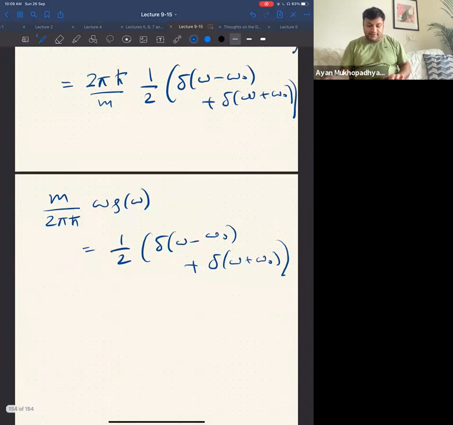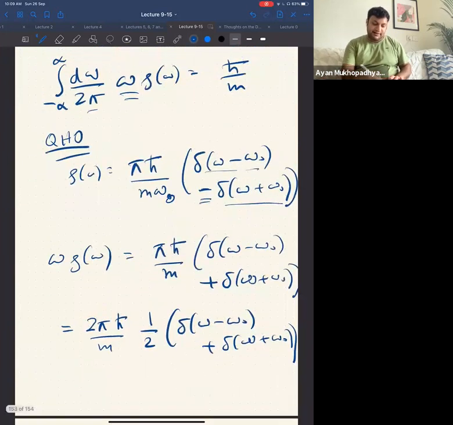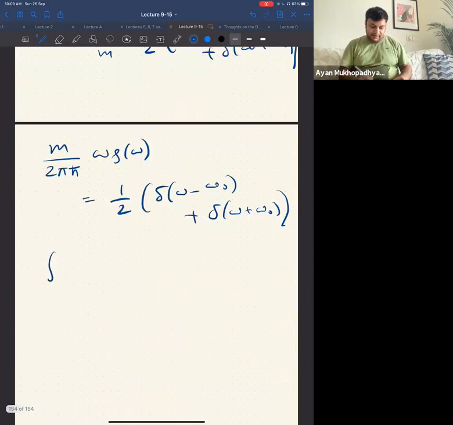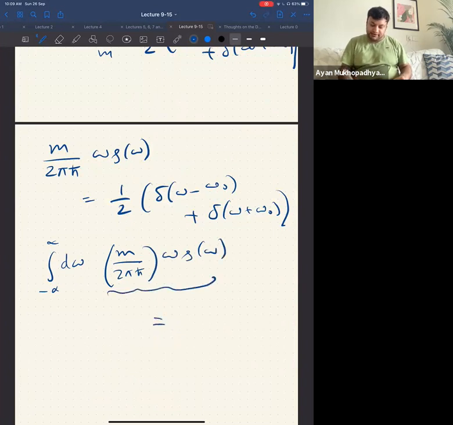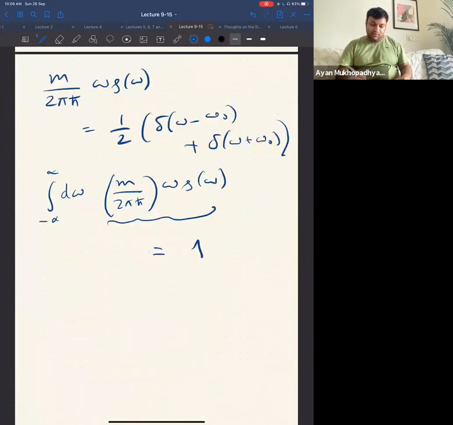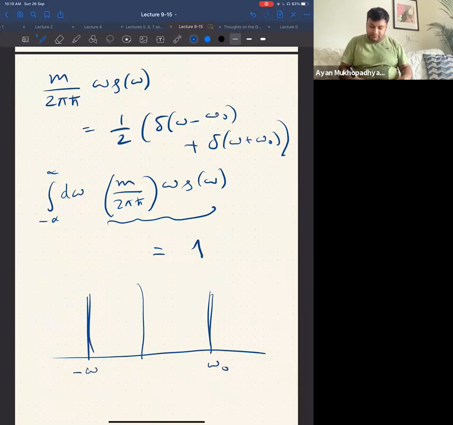So now it is clear, and that is what should happen for a general theory: if I integrate d omega from minus infinity to infinity of m by 2 pi h bar omega rho omega, I get nothing but identity. This is exactly what should follow from here. Anyway, now this object, if I plot it, looks like this, it is always positive. So omega rho omega is always positive, and we have two delta functions at omega naught and minus omega naught. When I integrate it, I get 1.